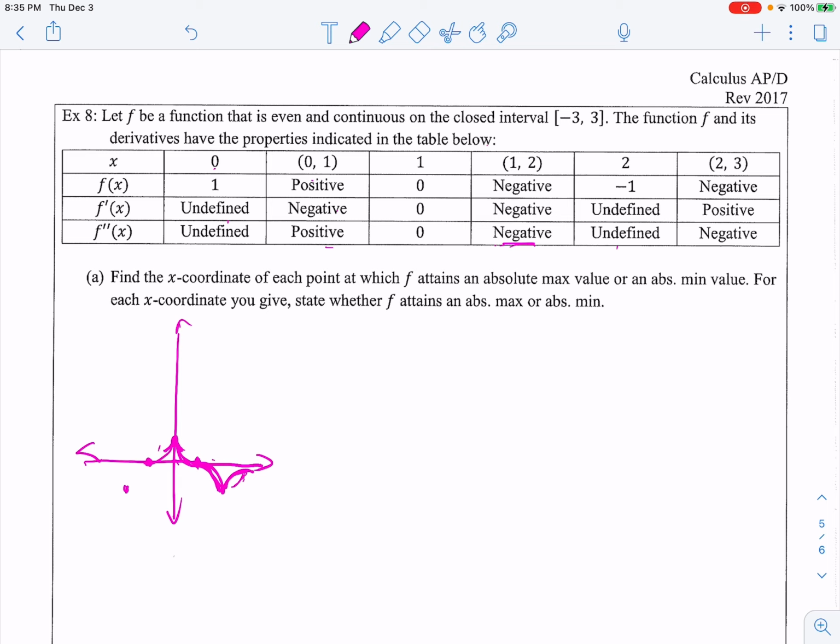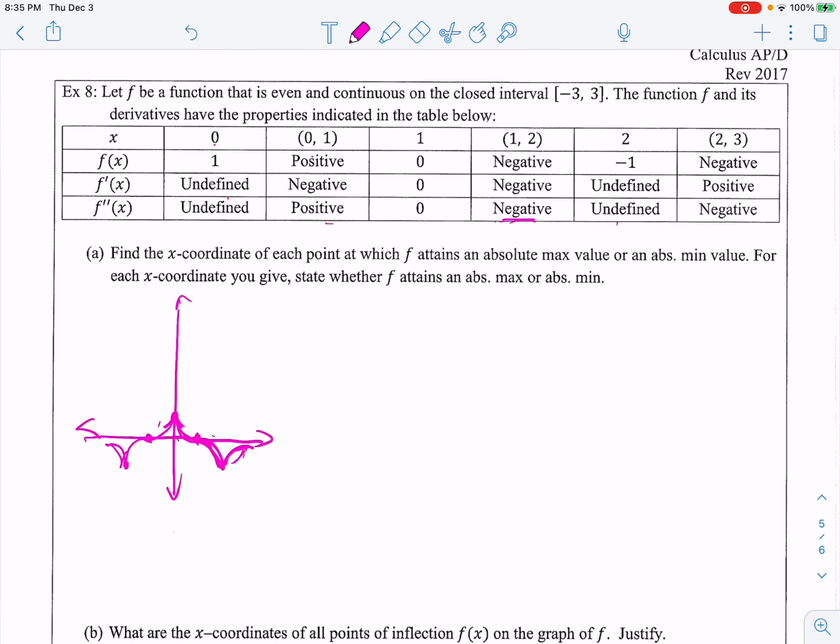Okay, so it comes here, here, here. So the absolute max is at 0, and absolute min is at 2 and -2. The fact that it's even tells you that it reflects across the y-axis. You gotta know that, okay? All right.